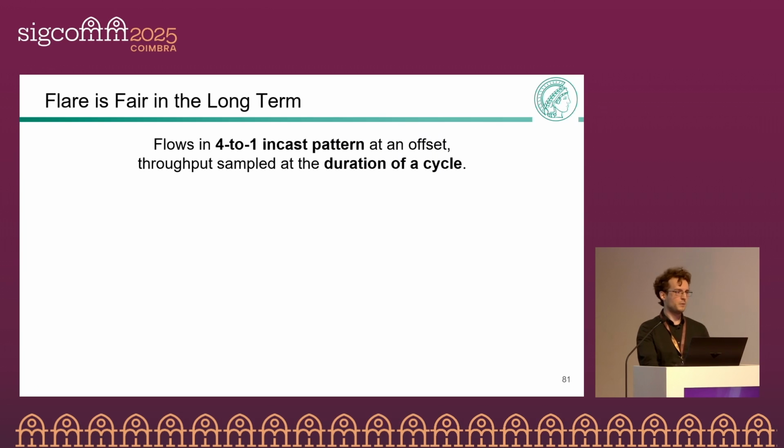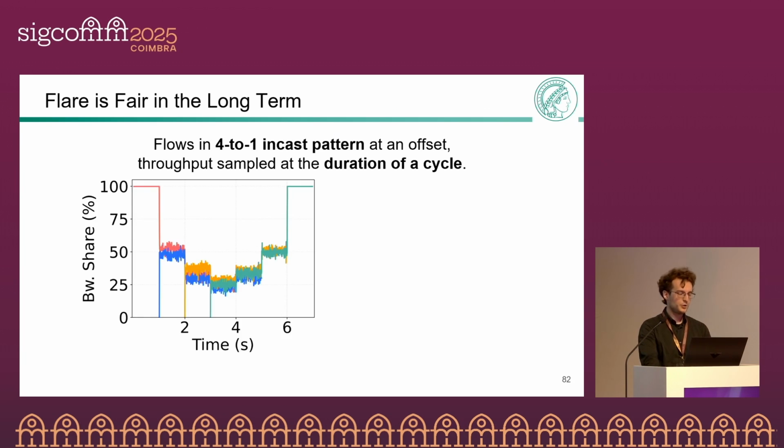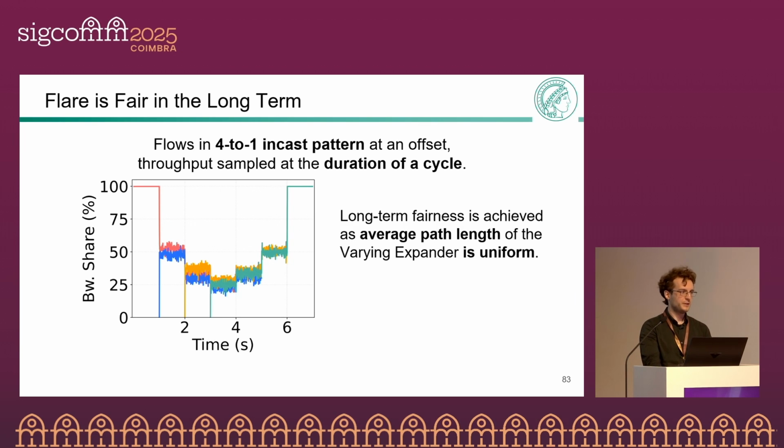For this, we ran quite a common fairness test. We ran 4 flows in a 4-to-1 incast pattern, starting and finishing at an offset, and we sampled the throughput at the duration of a cycle of configurations, which is the time scale we expect Flare to be fair at. So we plot bandwidth share on the y-axis for each flow and time on the x-axis. And we see that, as expected, Flare is reasonably fair in this longer term, as the bandwidth share of these flows is mostly overlapping. This is possible because, by construction, this varying expander network offers quite uniform node-to-node average path length across the sequence of expanders, which makes probabilistic credit allocation quite fair over the whole length of a cycle.